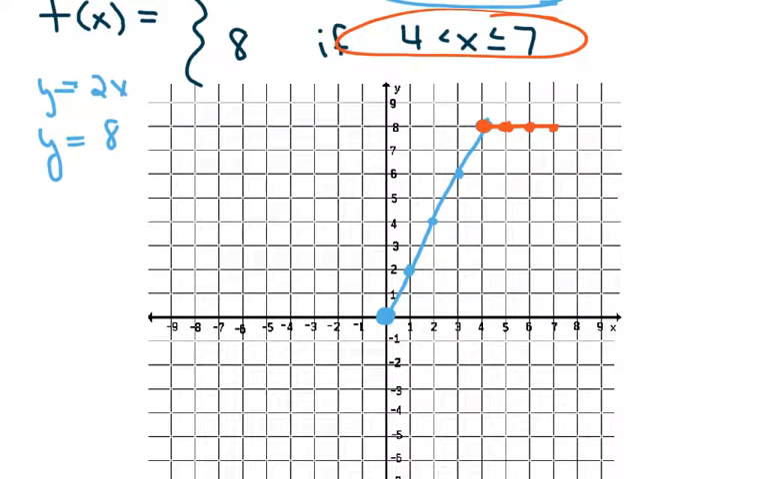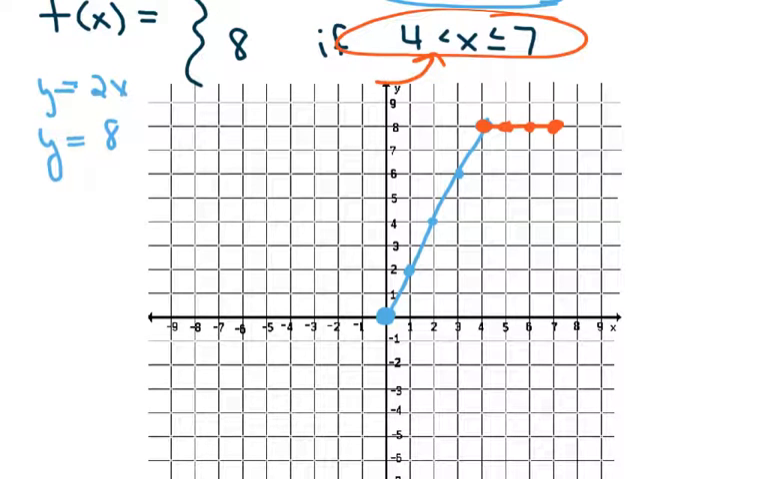Now, a minute ago, I just talked about open and closed circles, so you may be looking at this going, well, that should be an open circle. Well, the reason it's not in this case is because it's already on top of this blue dot. So we're going to leave it as a closed circle. So this is my piecewise graph.